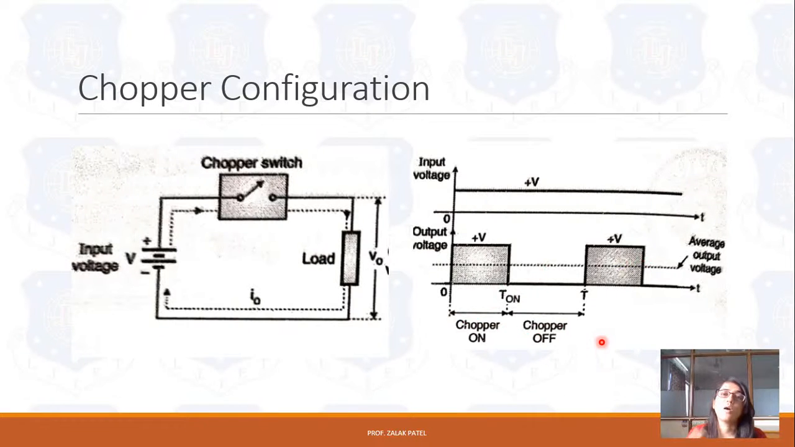When the waveform appears above the zero level, it is called the on time of the chopper, and when it is at the zero level, it is called the off time of the chopper.